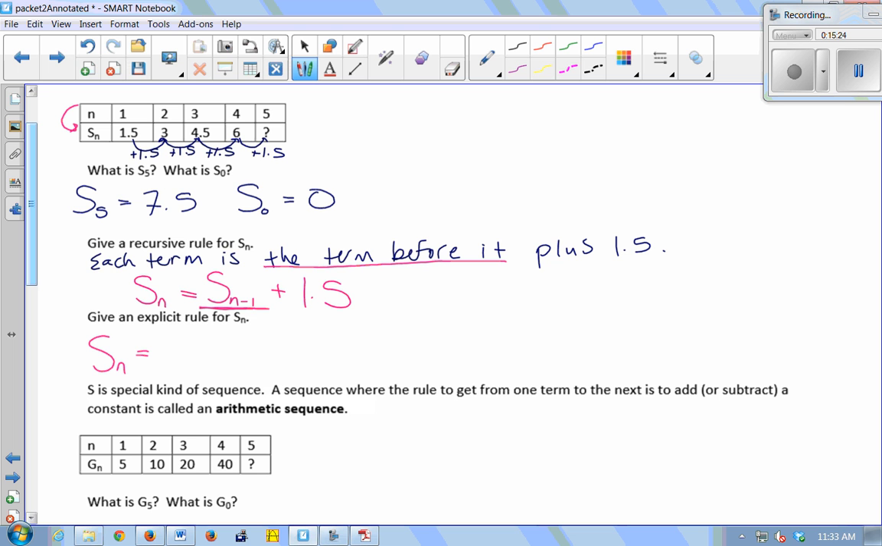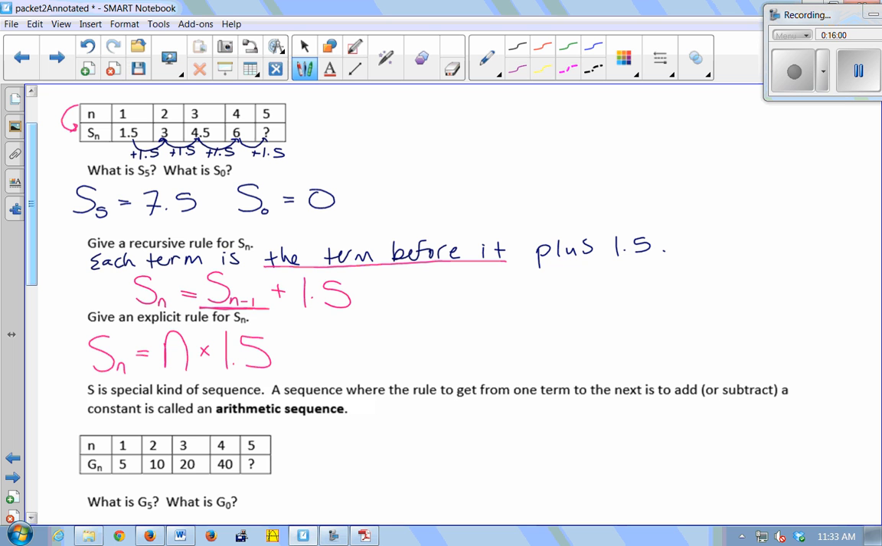1 times 1.5 is 1.5. 2 times 1.5 is 3. 3 times 1.5 is 4.5. 4 times 1.5 is 6. 5 times 1.5 is 7.5. So you can think of that as multiplying by 1.5, taking 150% of the value, increasing the value by 50%. But the way I'm going to write the formula is I'm going to say take your n value and multiply by 1.5. And that will tell you the S sub n value.